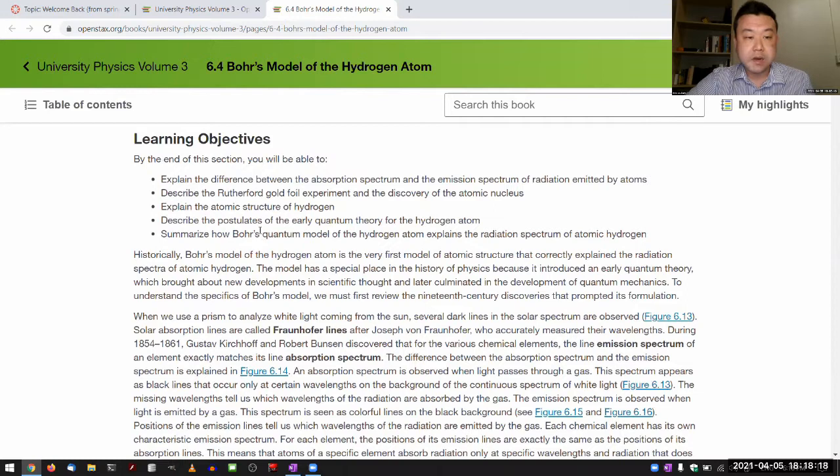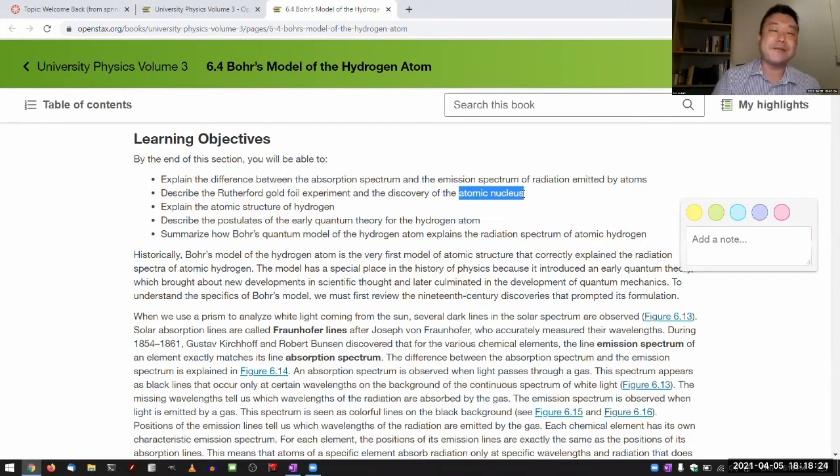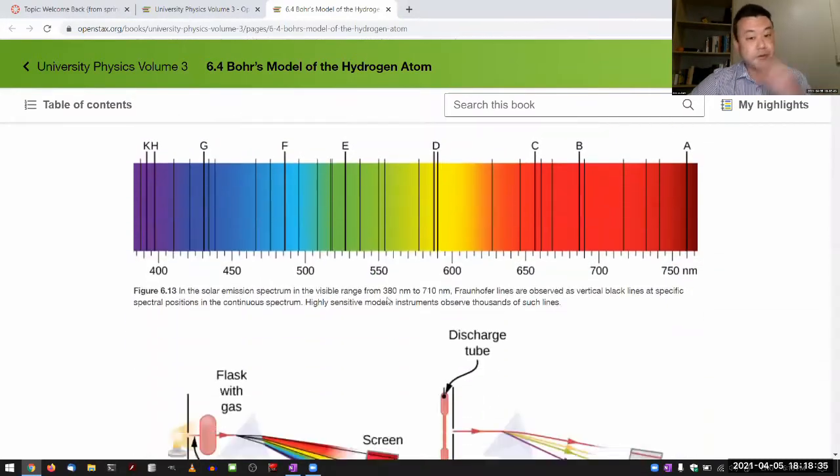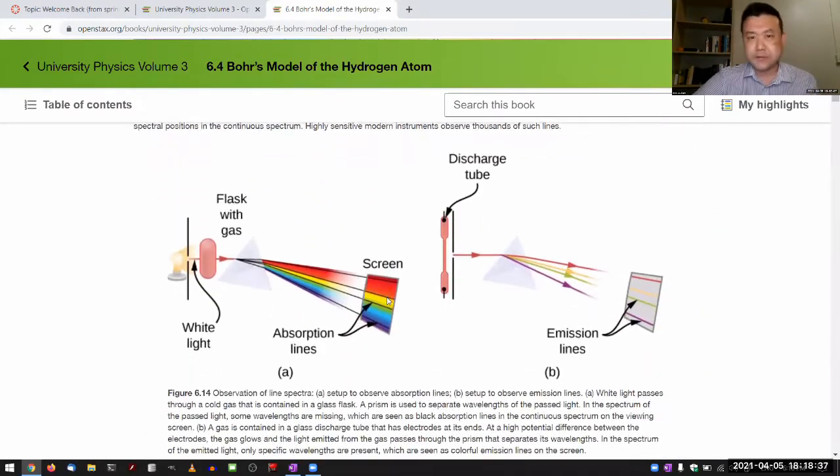Some of these are things that you might already know, like you might already know that things like the atomic nucleus exist. So what this section covers is the history of the discovery of the atomic nucleus. I would recommend that you give it a read through so that you know the things that educated physicists and engineers are expected to know.